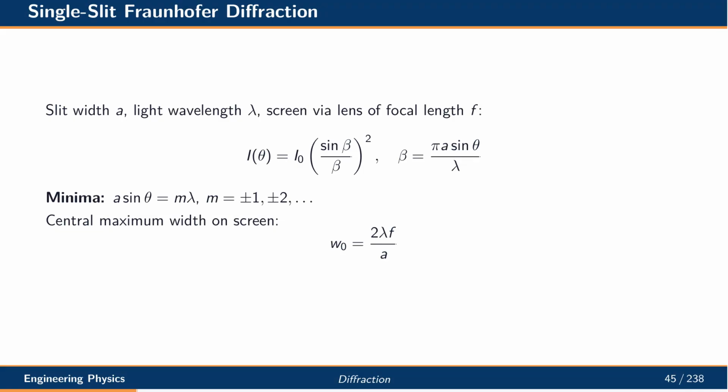Consider a single slit of width illuminated by monochromatic light. The intensity distribution on the screen follows a sinc-squared pattern. Minima appear where the slit width times the sine of the diffraction angle equals integer multiples of the wavelength. The width of the central maximum on the screen is inversely proportional to the slit width. This means that narrower slits produce wider diffraction patterns. A key.